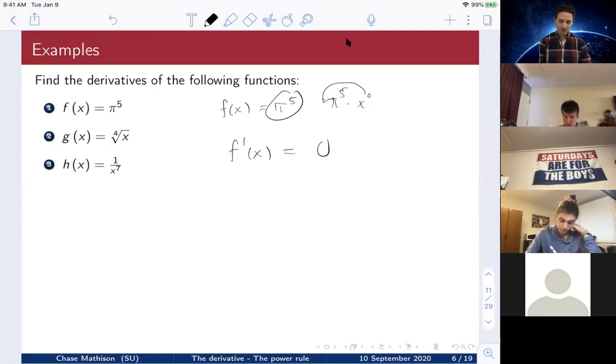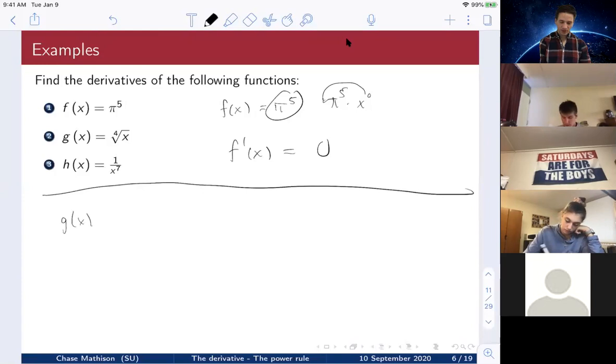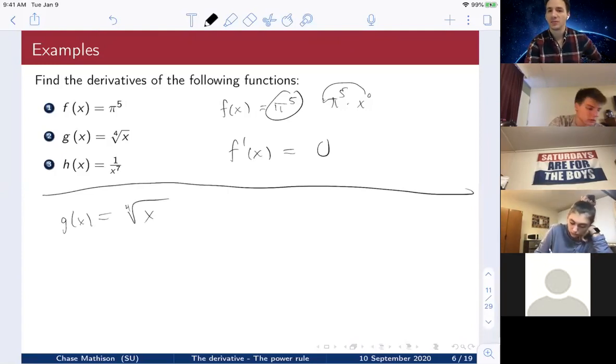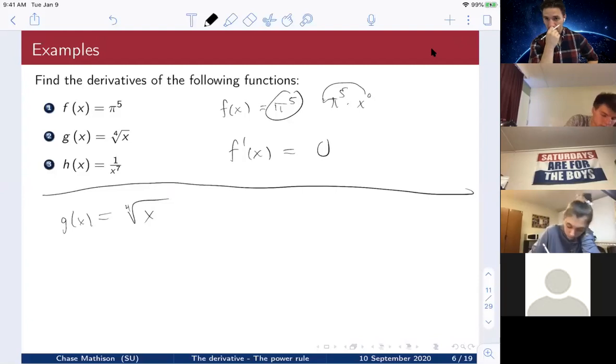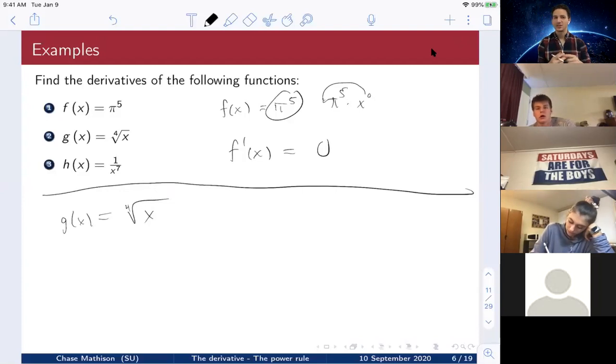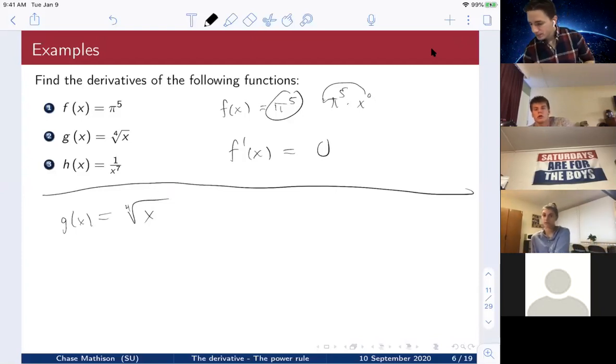How can I use the power rule for number 2 here? I want to find g prime of x if g of x is equal to the 4th root of x. This doesn't seem like a power rule problem at all. So what could I do? Someone who hasn't answered. What does the 4th root of x mean?